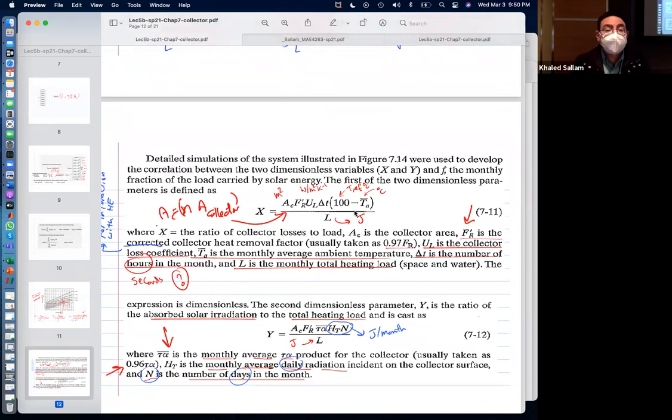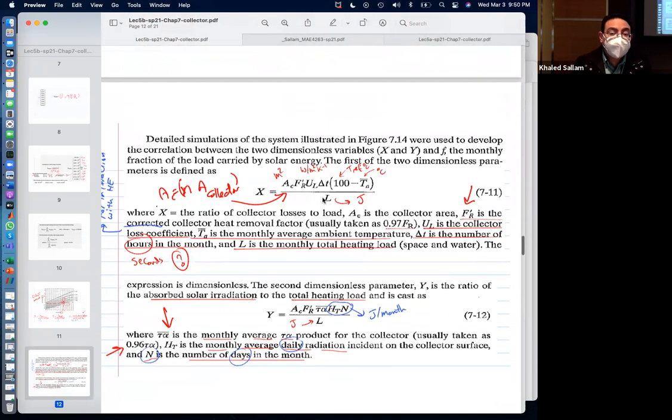So sometimes he gives us the load, that's the heating load, how much kilowatt hour or BTU or joules he needs during that month for heating the water or heating the space. Sometimes he will give it to us in BTU, sometimes in kilowatt hour, sometimes in joule. So whatever he gave, we need to make sure that the top, the numerator, is in exactly the same unit.